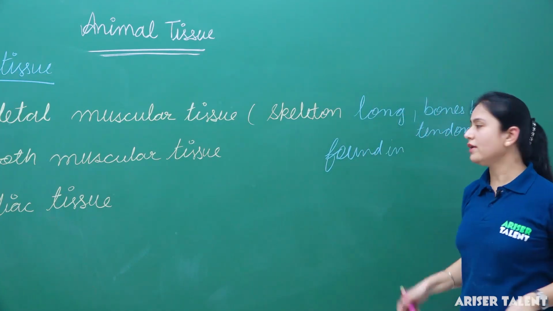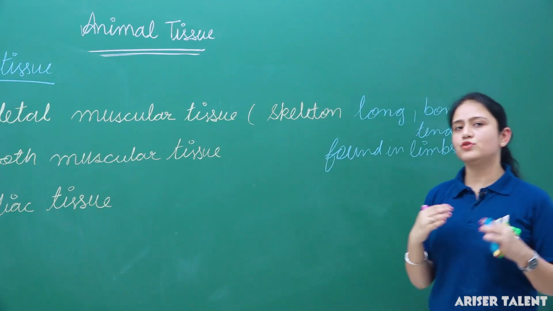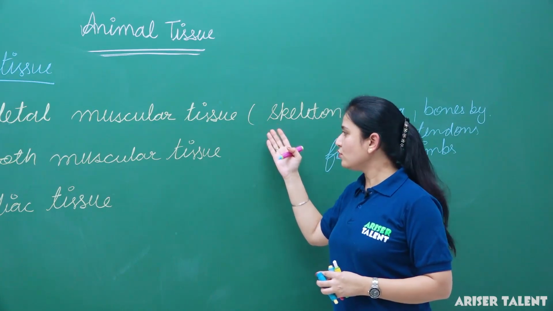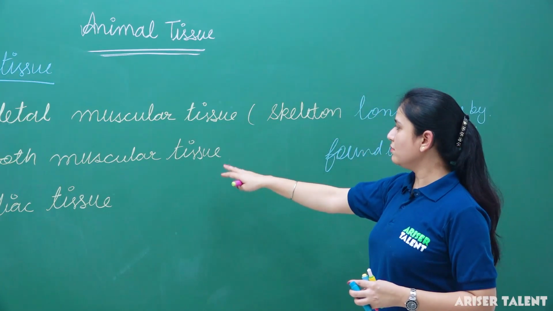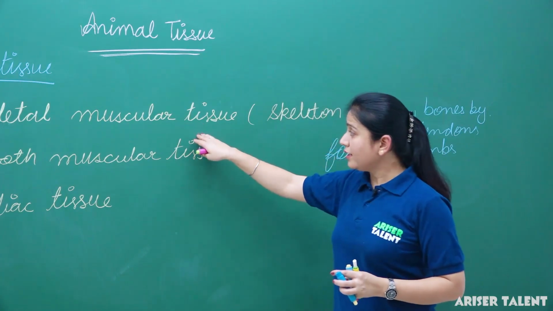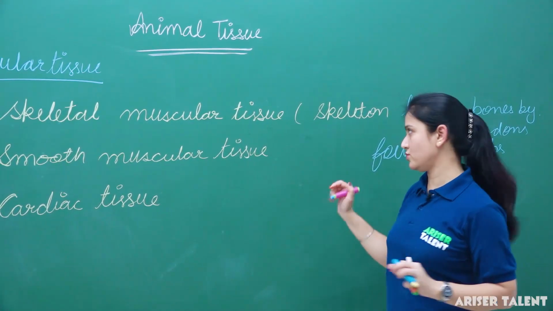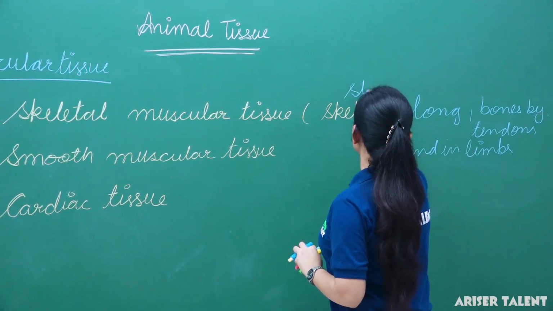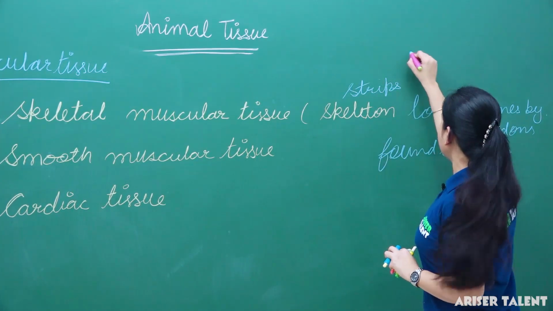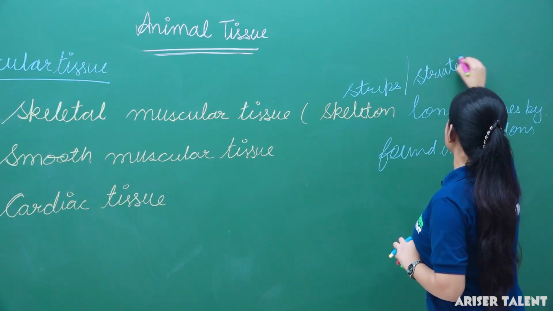Limbs means forelimbs and hind limbs. These are found in limbs and help to move, means they help in movement or in the locomotion. Next is smooth muscular tissue, or we can say the unstriated. Skeletal muscles are also called striated muscles because they have strips like structures.